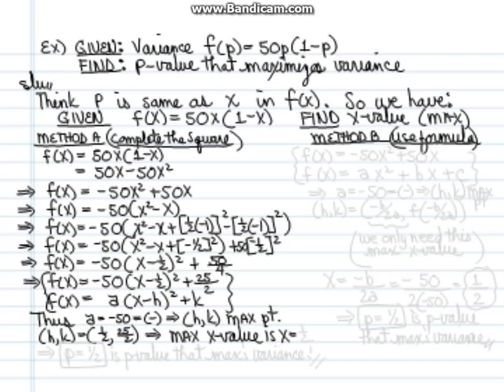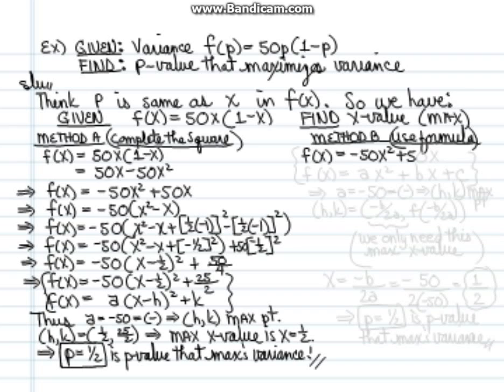So the maximum x value is the h. H equals positive 1 half. So p equals 1 half is the p value that maximizes the variance. That's method A. Now what about method B? Here we use a formula.